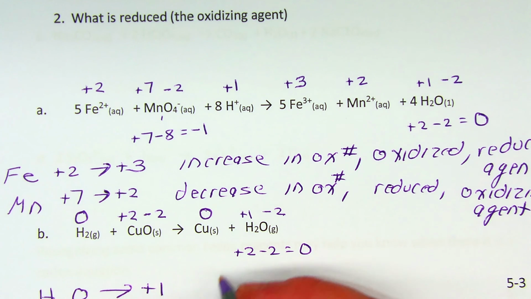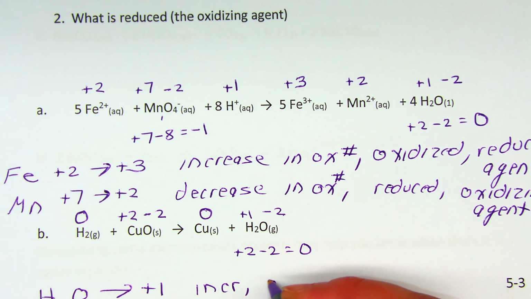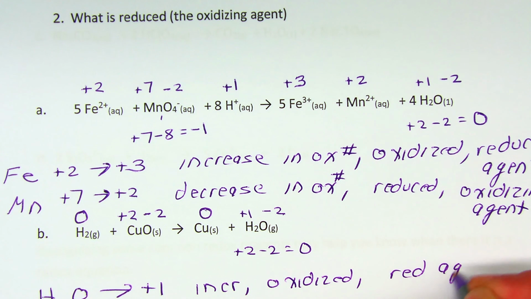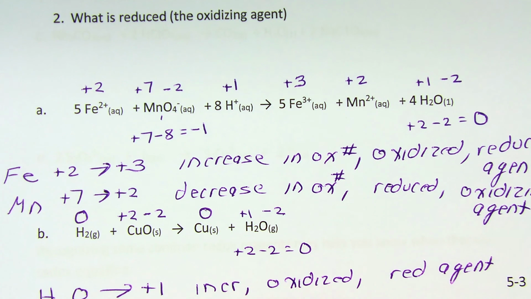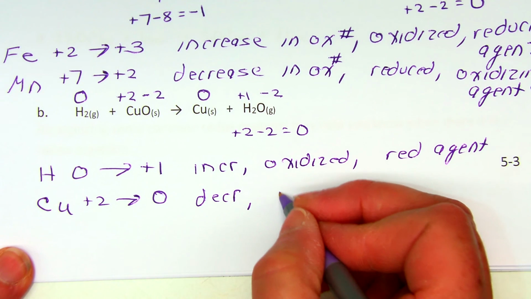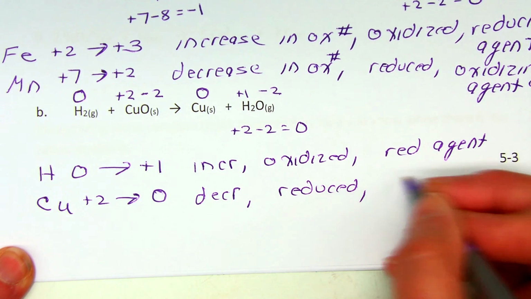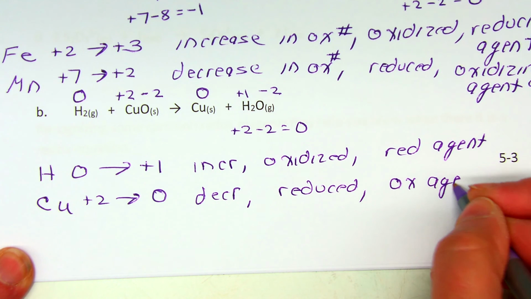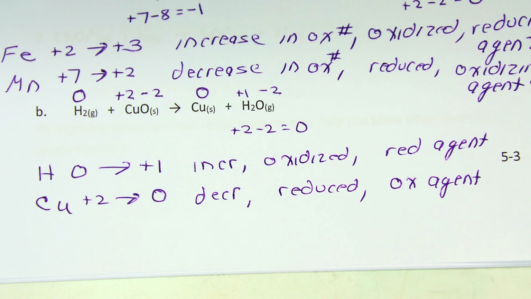So hydrogen had an increase in oxidation number. It is oxidized, which makes it the reducing agent. Copper had a decrease in oxidation number. It is reduced, and it is the oxidizing agent. So that's how you use oxidation numbers to identify what is oxidized and what is reduced. Now there's some for you to try on the next page. If you're watching the video, stop the video now, and the next video will have the review of those problems.